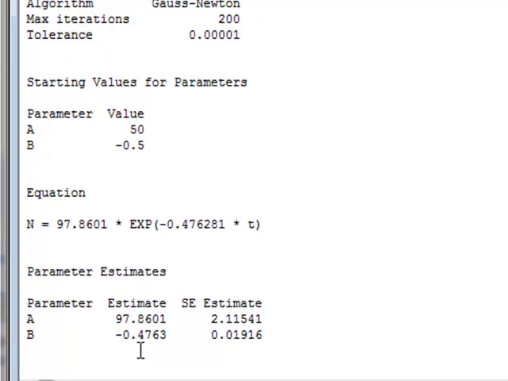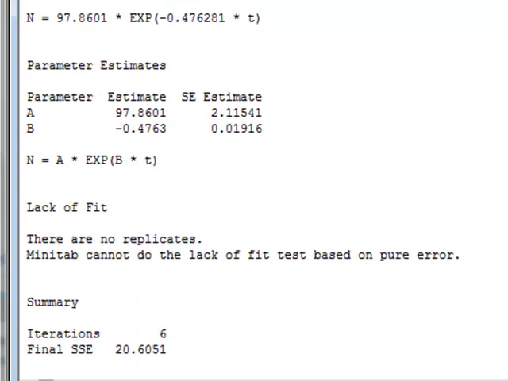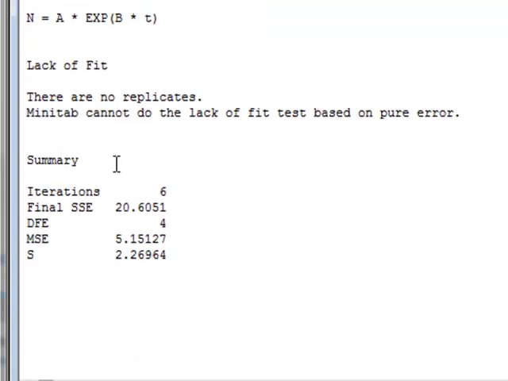It also lists these best fit final values of a and b together with the standard error in these estimates. And then it shows in the summary the number of iterations that were required to reach the final value, and this is given as 6 iterations.